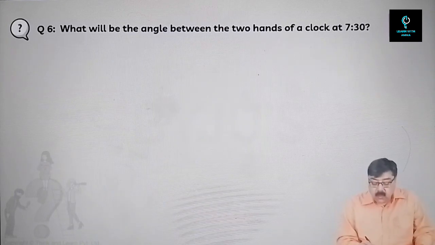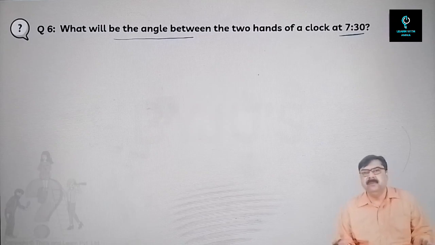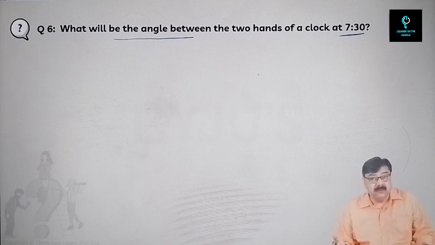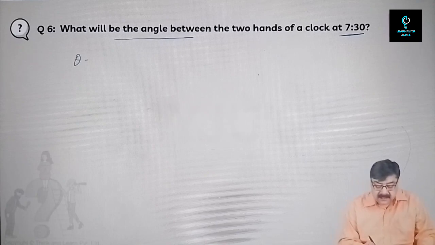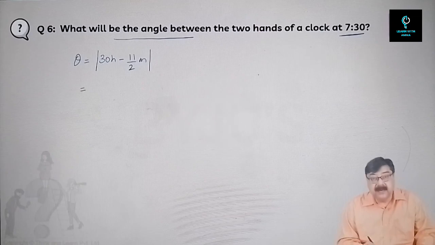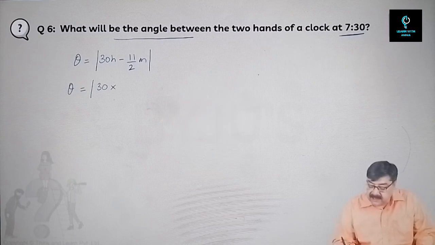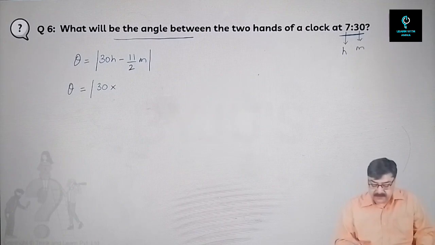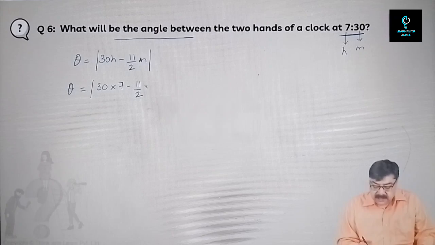Now, what will be the angle between the two hands of a clock at 7:30? AM or PM doesn't matter. So there are two ways of finding it. One I have already told you, that is through the formula: theta is equal to the absolute value of 30h minus 11 by 2m. We need to find out theta. So at 7:30, 7 is the hour value and 30 is the minute value. So 30 into 7 minus 11 by 2 into 30.